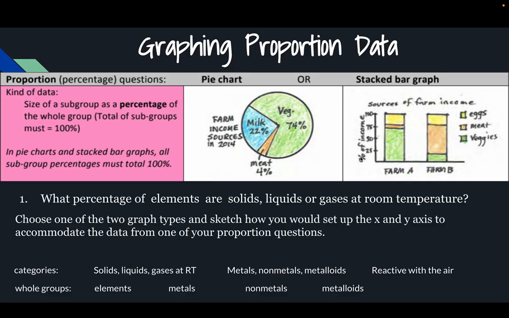For a stacked bar, you're putting the percentage on the y-axis, and then you're using different proportion sections of the bar to represent your different percentages. So the green here might be solids, and then we have gases in yellow, and then we have liquids in orange. So it's the same visual, only this one is in the form of a rectangle, and this one is in the form of a circle. Please sketch out your own example for one of your research questions related to proportion data.